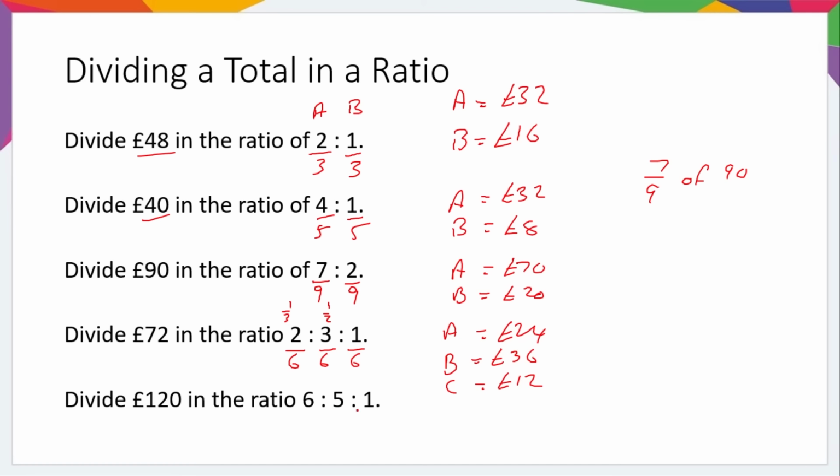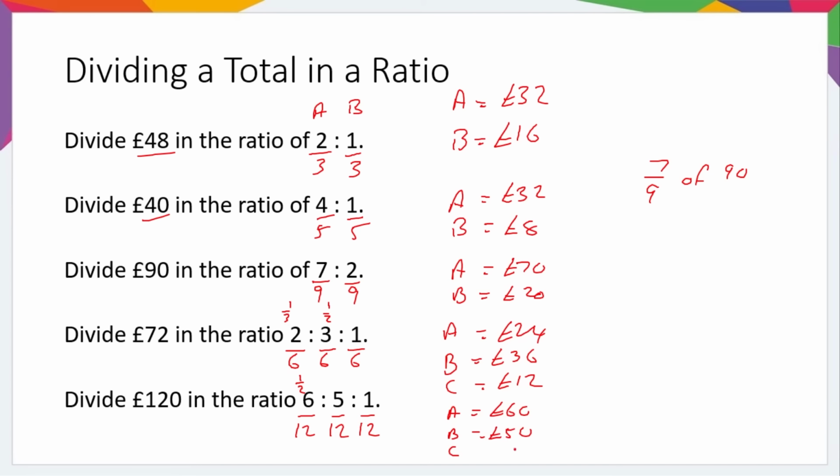Final example, 6 plus 5 plus 1 is 12. So we're dealing in twelfths here. Person A, we can simplify that to a half if we want. So if person A gets a half, which is the same as 6/12, then person A will get 60. Person B, 5/12, so that is 120 divided by 12 times 5, which is 50.